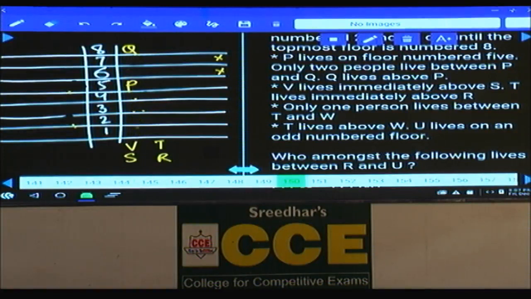Now T can be on the 4th floor. If T is on the 4th floor, R is here. One person between T and W, so W will be here. If W is here, then V and S must be adjacent to each other. V is here, S is here. Finally, U is the person left out. Done? The order is Q, V, S, P, T, R, W and U. Now this is about question numbers 150 to 154.